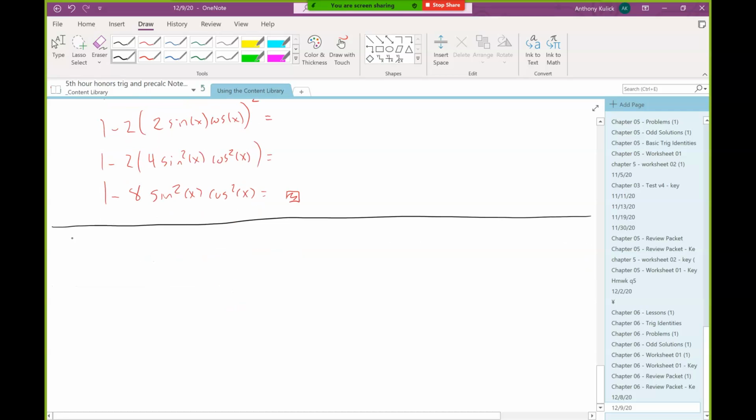Let's do a solving example or two, and then we'll be done here for today. So we're going to solve on the interval 0 to 2 pi. Cosine 2x equals sine x.